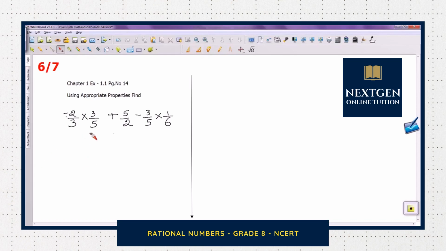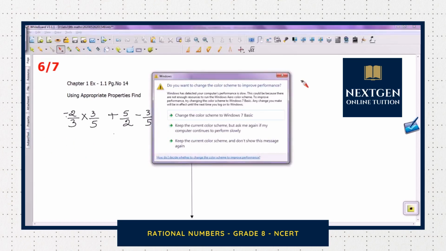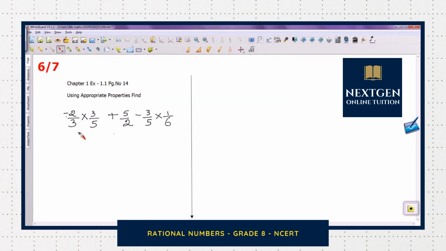First I have to check for similar fractions. Which two are the similar fractions here? 3 by 5 and minus 3 by 5. So this 3 by 5 and minus 3 by 5 is my common factor here. This makes one pair and the other two make another pair. So I have to rearrange and write first: minus 2 by 3 multiplied by 3 by 5 minus 3 by 5 into 1 by 6 plus 5 by 2.